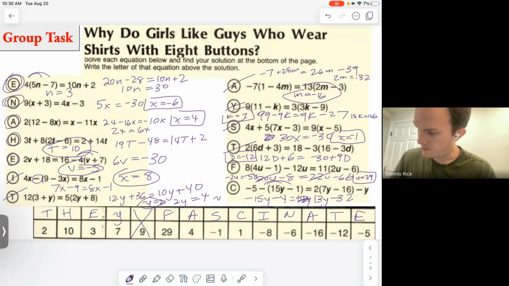So the puzzle here, the joke, I suppose, joke in quotes, is they fascinate. Why do girls like guys who wear shirts with 8 buttons? They fasten 8. Fasten is what a button does. Fascinate, it's a pun, it's a joke, depending on your definition of a joke. Hopefully mathematically we were able to follow that.